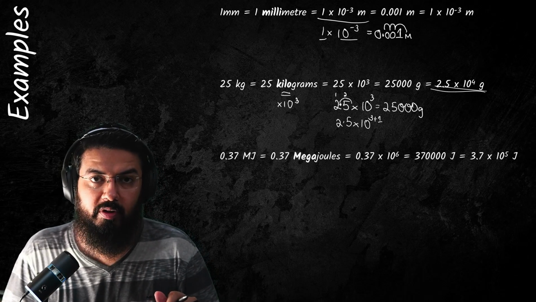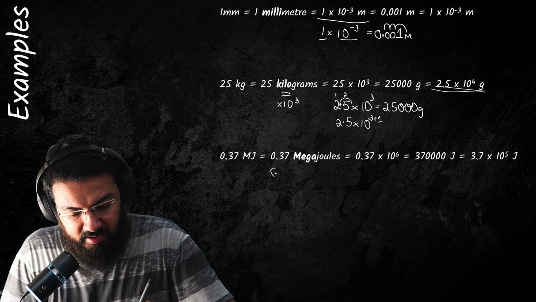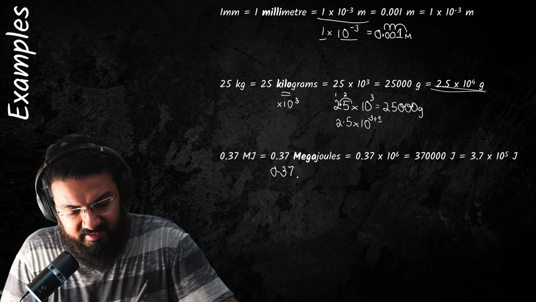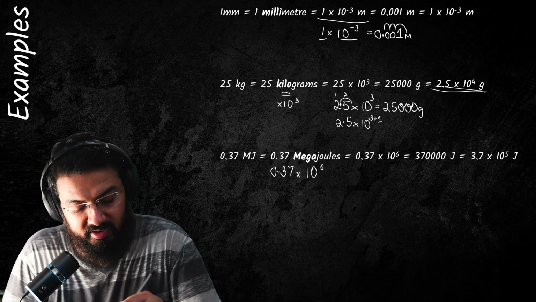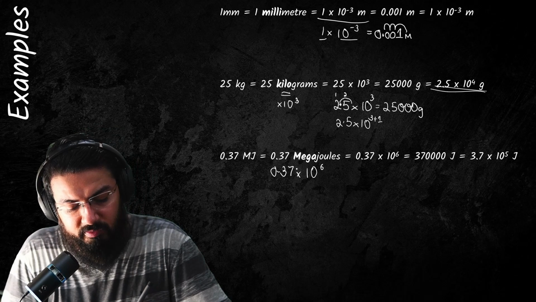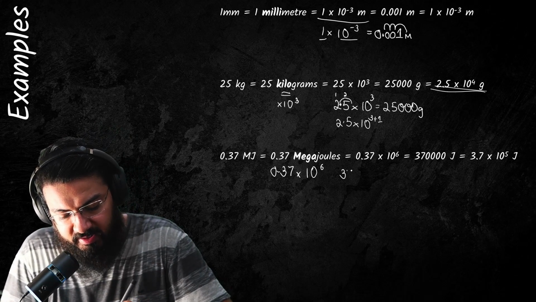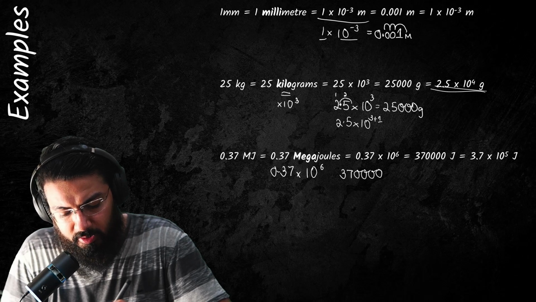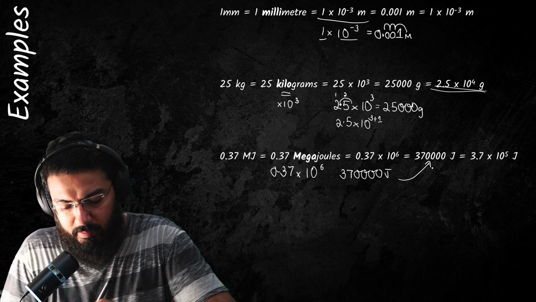Then you have 0.37 megajoules. And again, 0.37 megajoules. Mega is 10 raised power 6. So this is going to be 10 raised power 6. I want to convert this to a decimal value. I'm going to move the decimal place 6 units to the right. So it's going to be 3, 7, and then 4 zeros. So 370,000 joules, which is what we have over here.